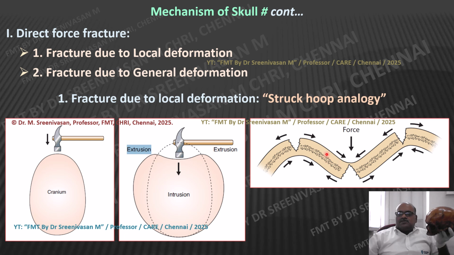As you are seeing in this image, where the hammer blow occurs, the inbending occurs. So the inner table fractures here at the inbending. Whereas at the outbending or extrusion, the outer table fractures, which is where there is maximum stress. This is how the fracture occurs as far as local deformation is concerned. This is called the struck hoop analogy.